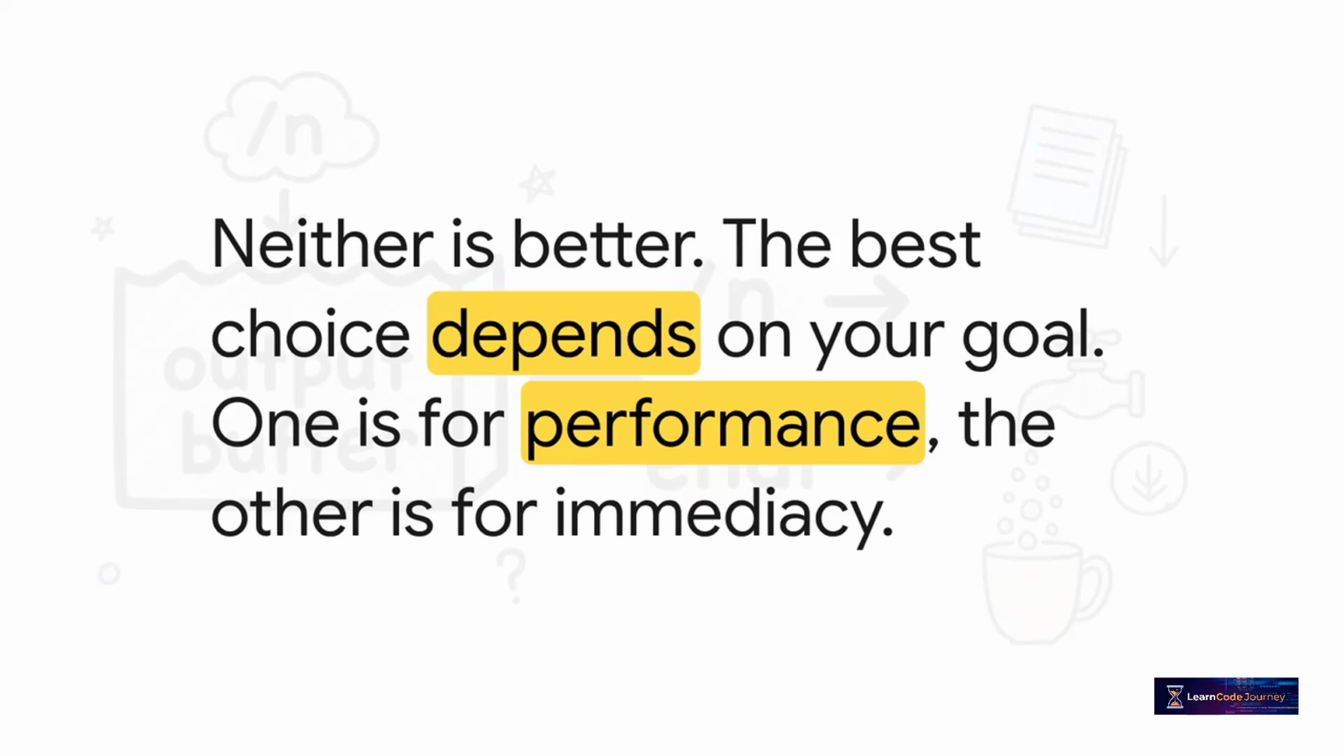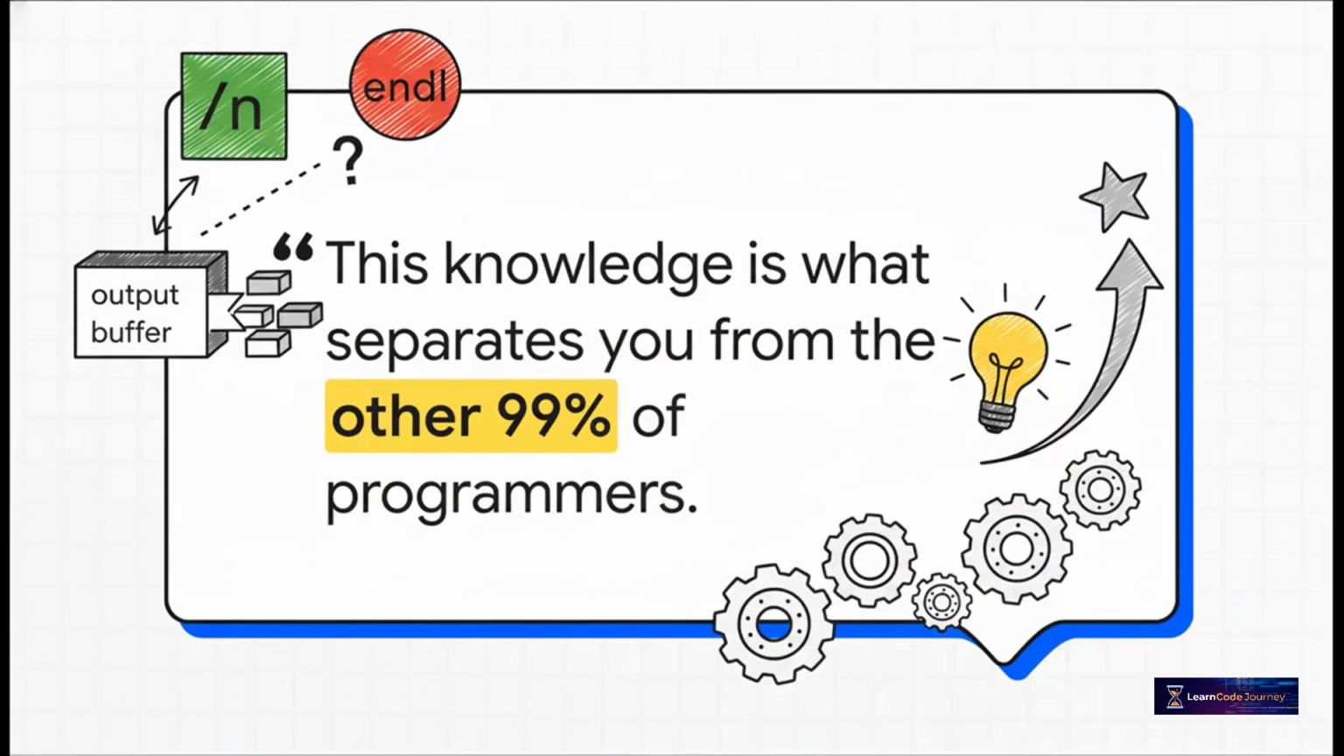If you're writing a huge amount of data to a log file, yeah, you absolutely want the performance of \n. But what if you're writing a program that asks the user a question, like, enter your name? You need that question to show up on the screen immediately, right? You can't have it sitting in a buffer. In that case, the instant flush you get from endl is exactly what you want. And that's the real lesson here. It's not about memorizing a rule like always use \n. It's about understanding the why behind the tools you use. Knowing when you need performance versus when you need immediacy. That is the kind of deeper knowledge that really separates you from the pack.